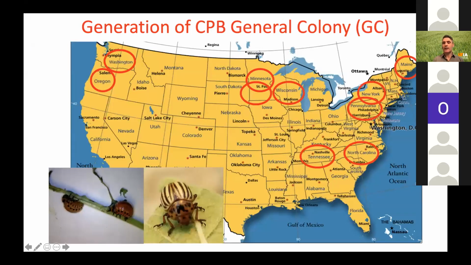So to start our project, we first decided to try to generate what we call the general colony, or GC colony, which was going to be our starting point. We wanted this colony to be as genetically diverse as possible to increase the probability of having some major resistance genes in our population that could be selected. For this, we recruited the help of a number of collaborators in 9 different states in the US. They provided collections of larvae and adults from the western, northern, and eastern population range of the Colorado potato beetle in the United States.